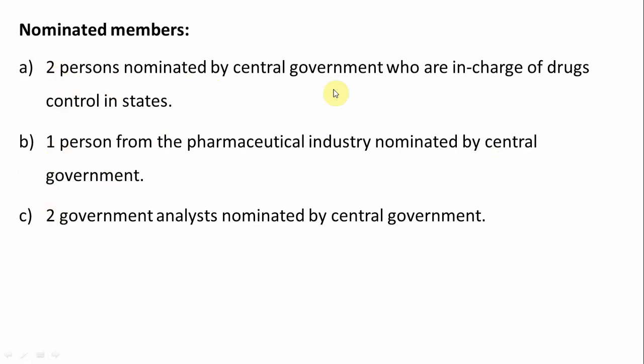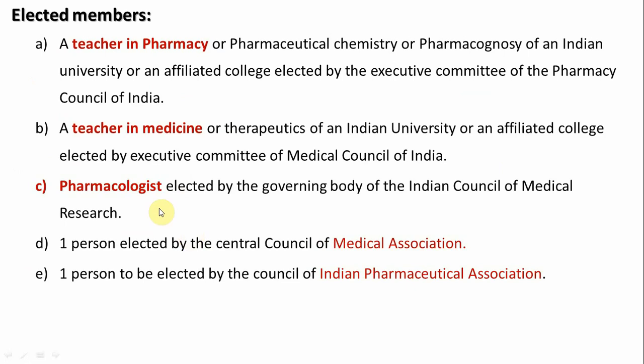2 persons who are in charge of drug controls in states, 1 person from pharmaceutical industry, and 2 government analysts nominated by central government. And third, elected members. A teacher in pharmacy or pharmaceutical chemistry or pharmacognosy of an Indian university or an affiliated college elected by the Executive Committee of the Pharmacy Council of India. Second member, also a teacher in medicine or therapeutics of an Indian university or an affiliated college elected by Executive Committee of MCI.